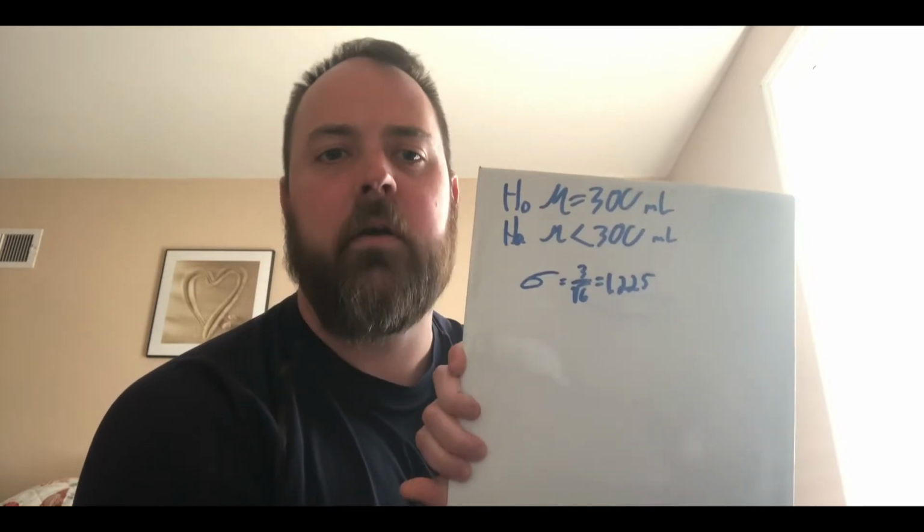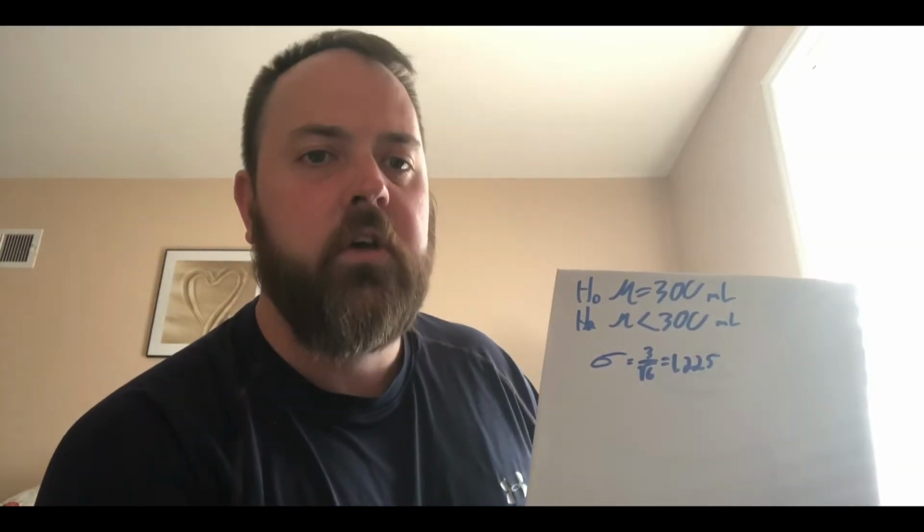Here's my whiteboard, okay? So we have our null and alternative, and I also calculated our standard deviation. So we have 3 divided by square root of 6. So the standard deviation we're going to use is 1.225. Okay, that's usually what I'm going to ask you to do first. Figure those out so we have those calculations done.